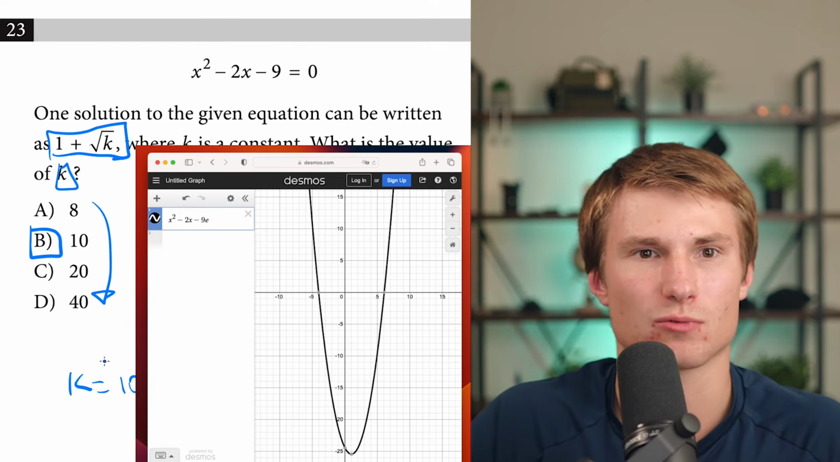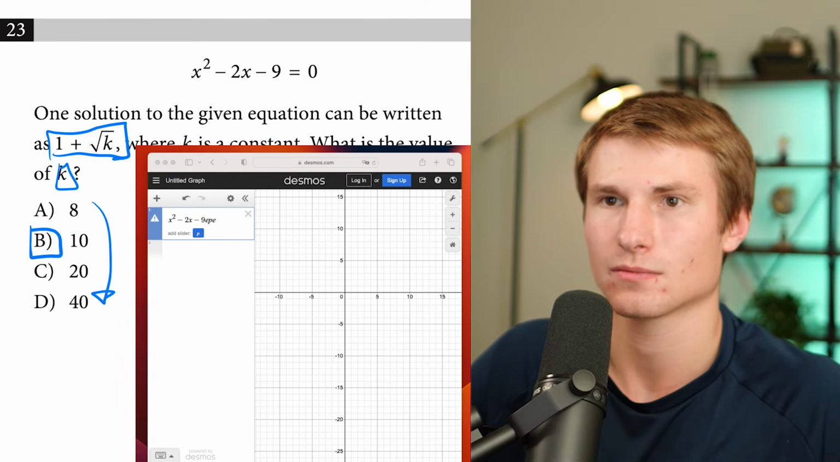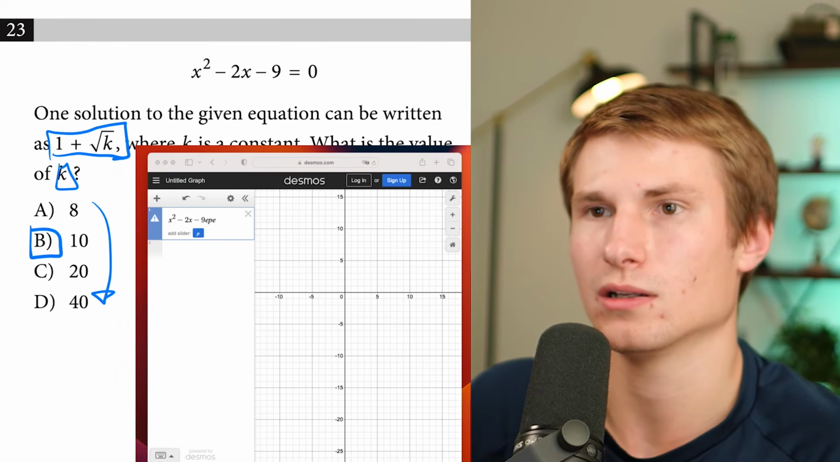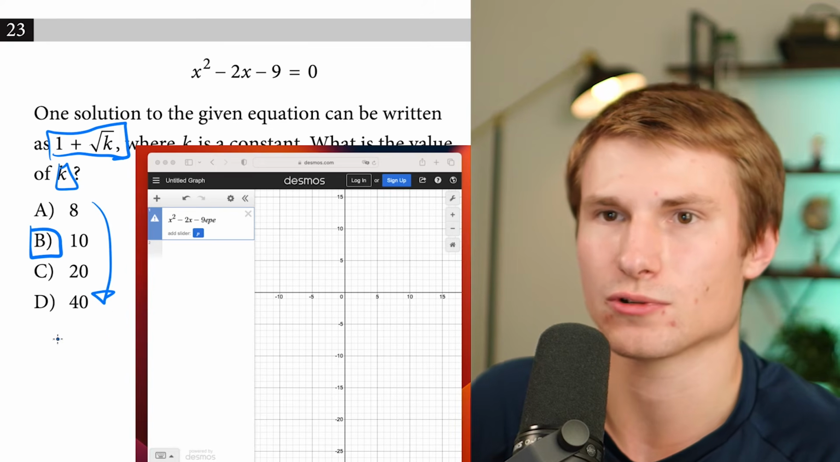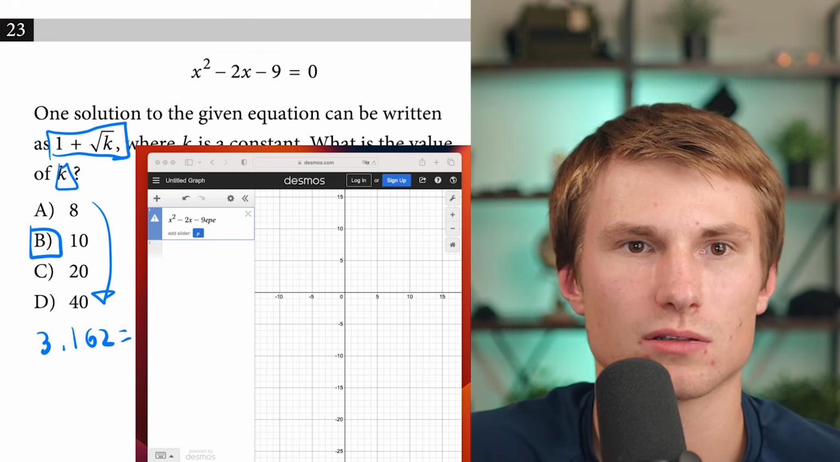I'm going to erase this work so I can draw again. Okay, so we did that 4.162 minus 1. Now we've got 3.162 is equal to root k.